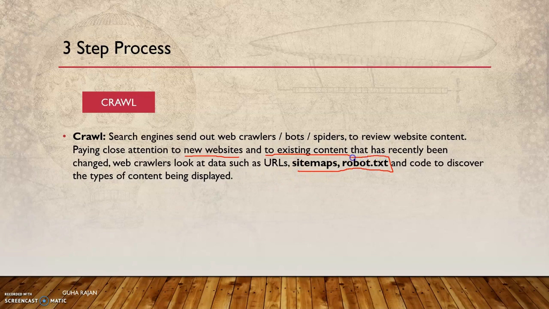The website owner has control of sitemaps and robots.txt. What is a sitemap? What is robots.txt? We'll see that, but these are important concepts. So you need to have an appropriate sitemap and appropriate robots.txt on your web server, so that the crawler recognizes them, processes them and makes an index out of it.